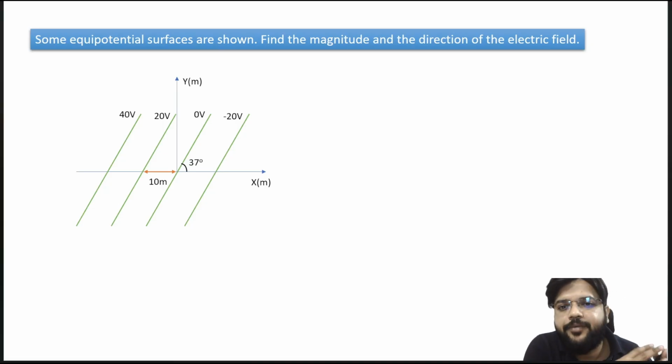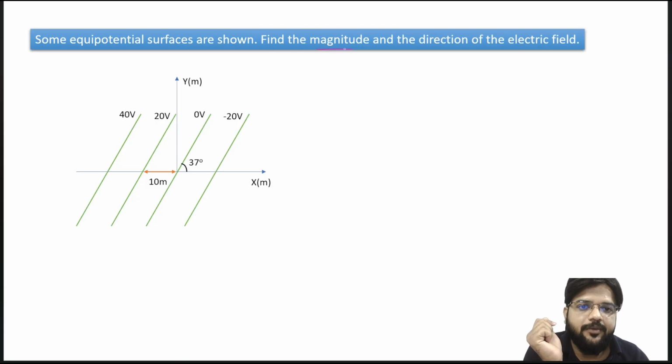Let's see the next question, everyone. Some equipotential surfaces are shown. Find the magnitude and direction of the electric field. So here we want the magnitude and direction of the electric field. This green line is representing an equipotential surface, everyone. So this is not a line, it is a surface. This is the 20 volt surface, this is 0 volt, and this is the minus 20 volt surface, everyone.